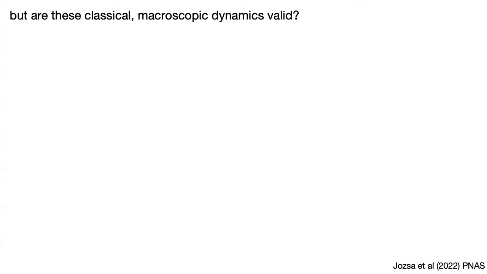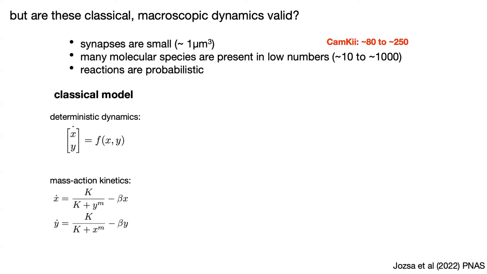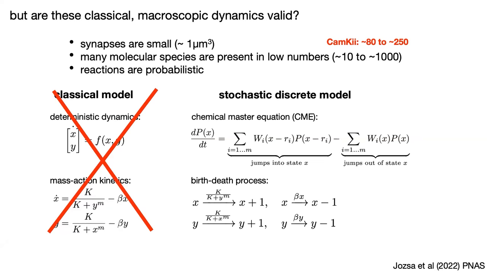So I mentioned that this is a kind of classical model. What I really mean by that is that it's an approximation of what really goes on in a biochemical system. Synapses are small, about 1 micron cubed or smaller, and many molecular species at a synapse are present in low numbers. In particular, CAMK2, the one we talked about earlier, is present in 80 to 250 copies. And the reactions themselves are probabilistic. So what that means is that this nice, smooth, ordinary differential equation mass action universe doesn't really apply. The dynamics instead are discrete, and the states of the system hop according to various probabilities, which are functions of the state of the system itself.